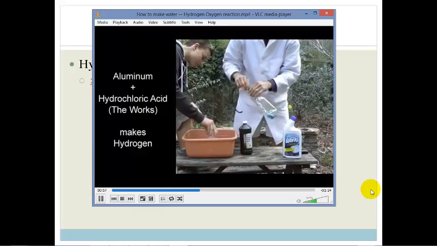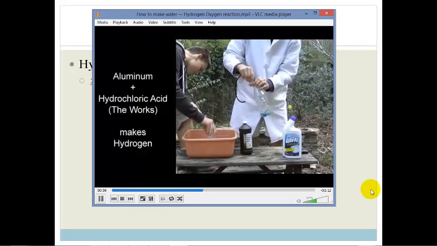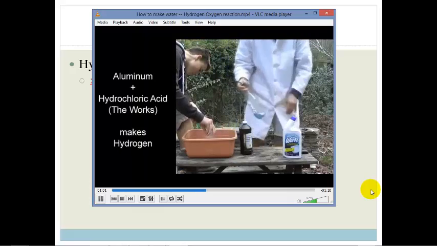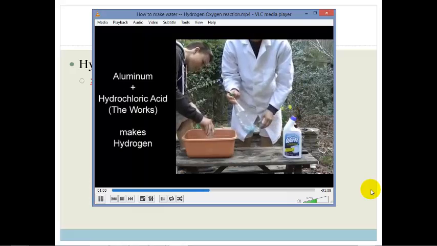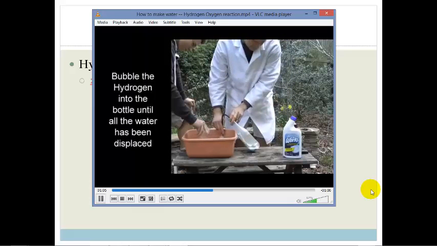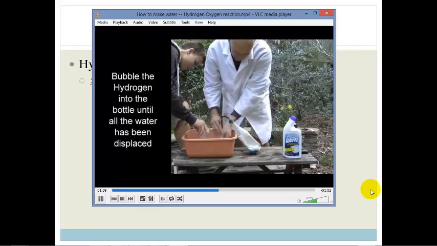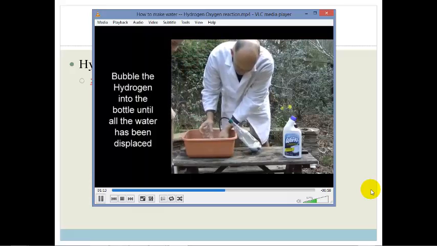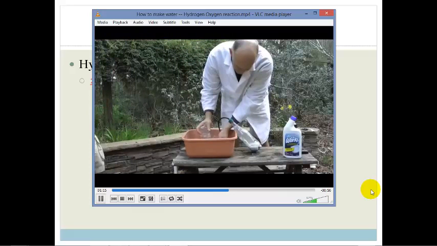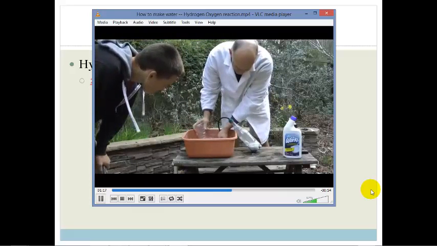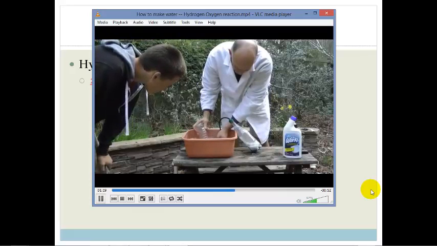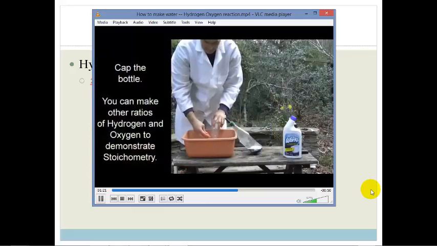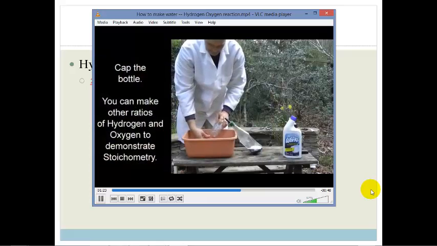Make sure you get the 20% hydrochloric acid version of the works. It should say it on the front label. That will work better than the other versions. Once you get the hydrogen bubbling, again, go ahead and bubble that into the bottle to displace the other 2/3 of water. Once you see bubbles come out the bottom, then you're going to know that you filled the bottle all the way. So then go ahead and cap it, and you're ready to do your demonstration.